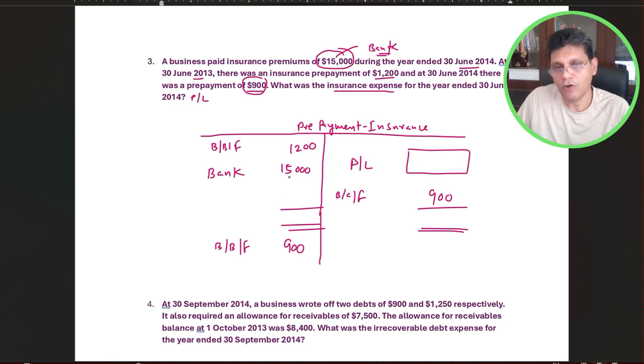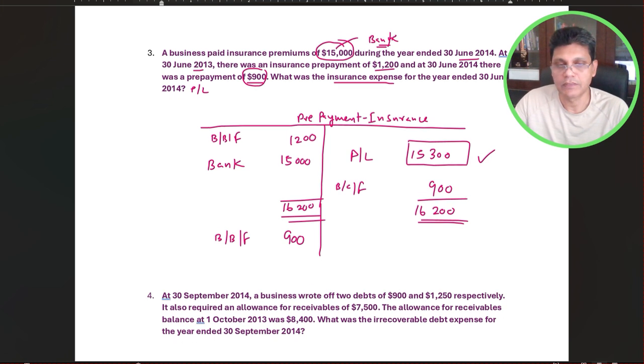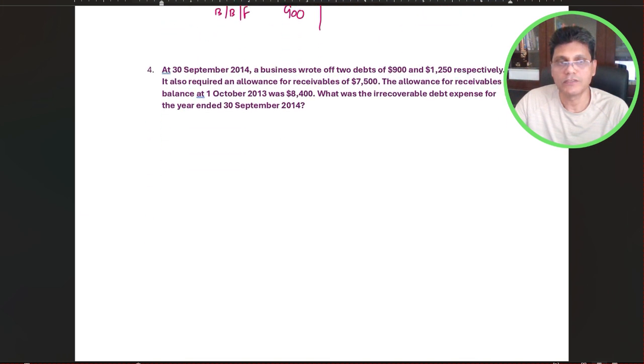If you take the total, 16,200, here the balance will be 15,300. So this is the amount to be charged to the profit and loss account as insurance expenses. Okay, the fourth question.